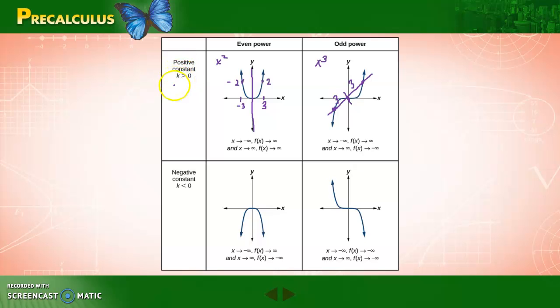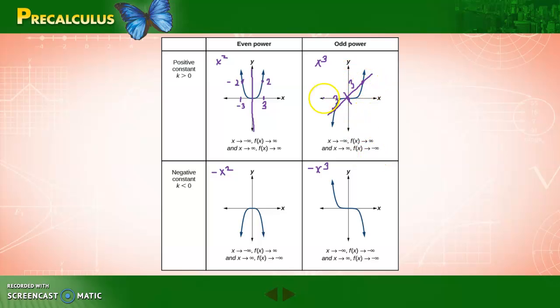When we have a negative constant, like our k is less than 0, let's take a look at what happens. On our even power, it creates a mirror image on the other side of the x-axis. It flips it over, points it upside down, so the tail is going downward now. And look what happens to our odd power functions when they become negative. It changes the behavior of our tails.